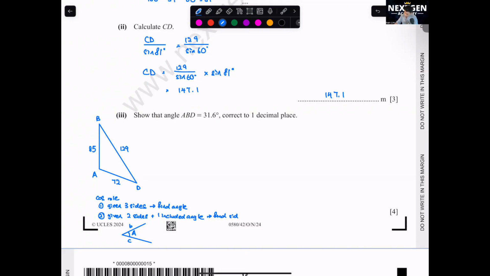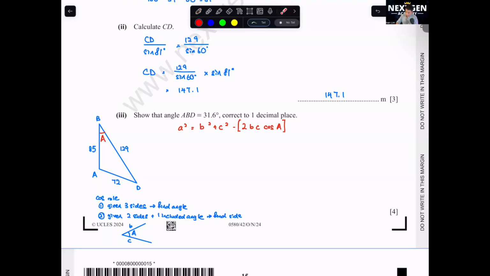31.6. ABD. We want to find this angle here. This angle, we will call it big A. We first have to label which one is our A, B, and C. The formula for cos rule is A square equals B square plus C square minus 2BC cos A. One thing I want you all to do, always put a big bracket for this 2BC cos A, so you don't make your mistake.